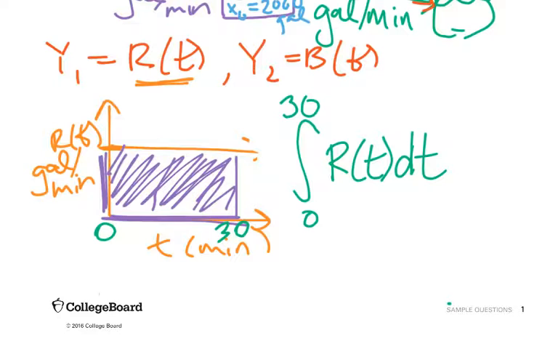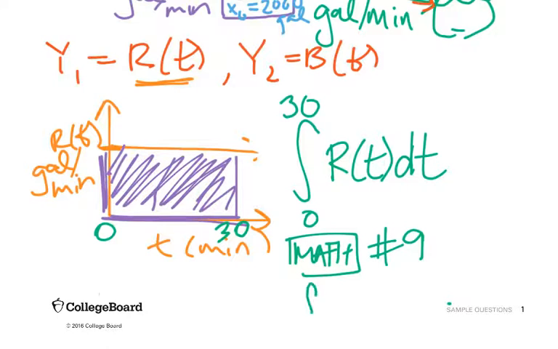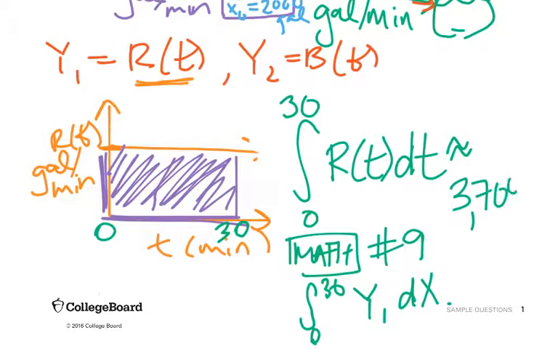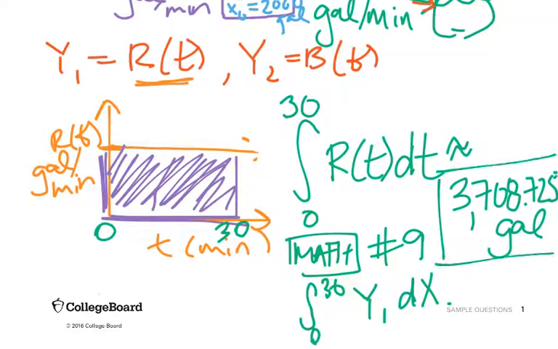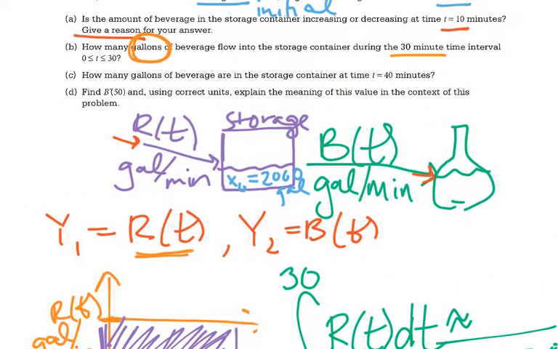So you would use math and number 9. So the math button, number 9, that's the fnInt. And you'd put in this integral 0 to 30 and y1, because we put R of t in y1, dx on the calculator. And when you plug that in, you get approximately 3,708.725, and then this should be gallons. So after about 30 minutes, there are 3,708.725 gallons that have flowed into the container.